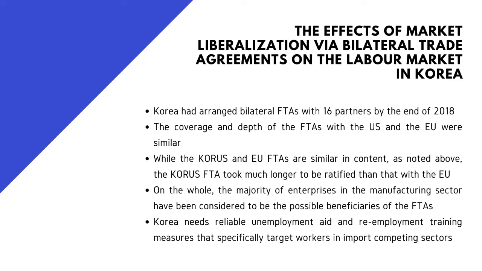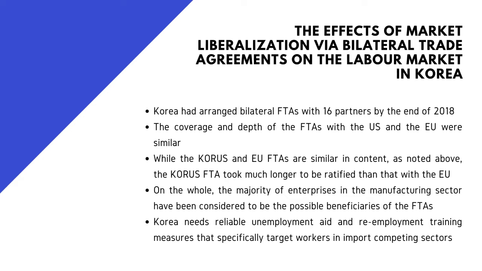Korea has arranged bilateral FTAs with 16 partners by the end of 2018. Among them, that with China is the biggest, followed by that with the EU and that with the US. Negotiation with the US began in 2006 and agreement was reached within a year in April 2007. The coverage and depth of the FTAs with the US and the EU were similar, as the former served as the benchmark for the latter.